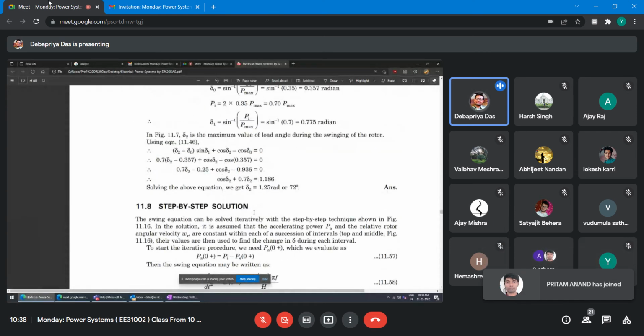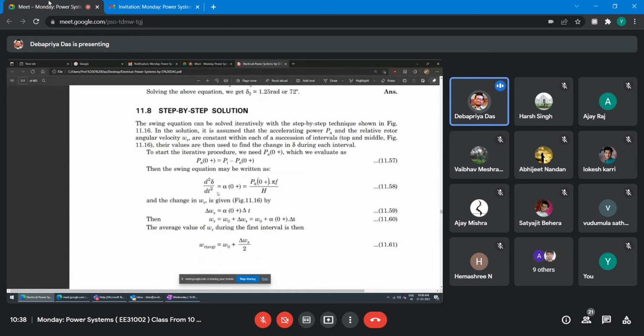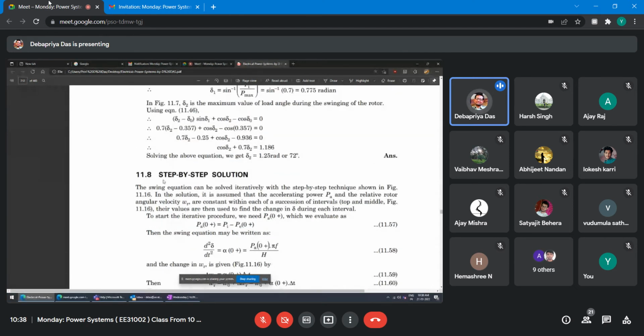Basically, for the differential solution one can get a fourth order Runge-Kutta solution. There are numerical techniques, and in the manual they will be available. Right. So up to 11.7, 11.8 will not be there in your course.